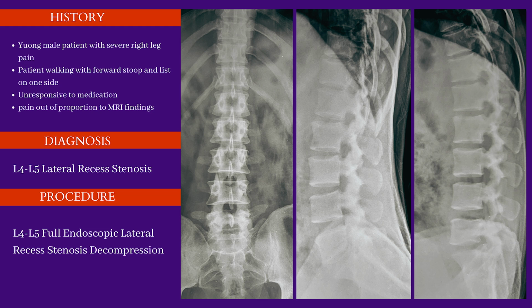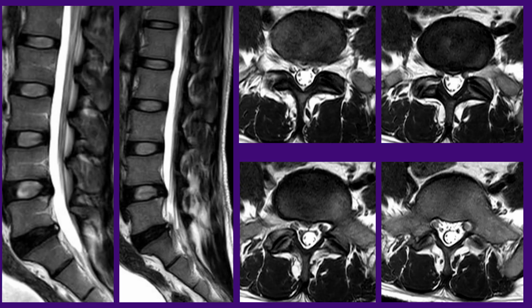So let's just discuss the MRI first. Here you can see the X-ray. There is no instability in this X-ray. So we'll discuss the MRI. Here in the sagittal image you can see there are two levels. One is the L4-L5 level and the other is the L5-S1 level.